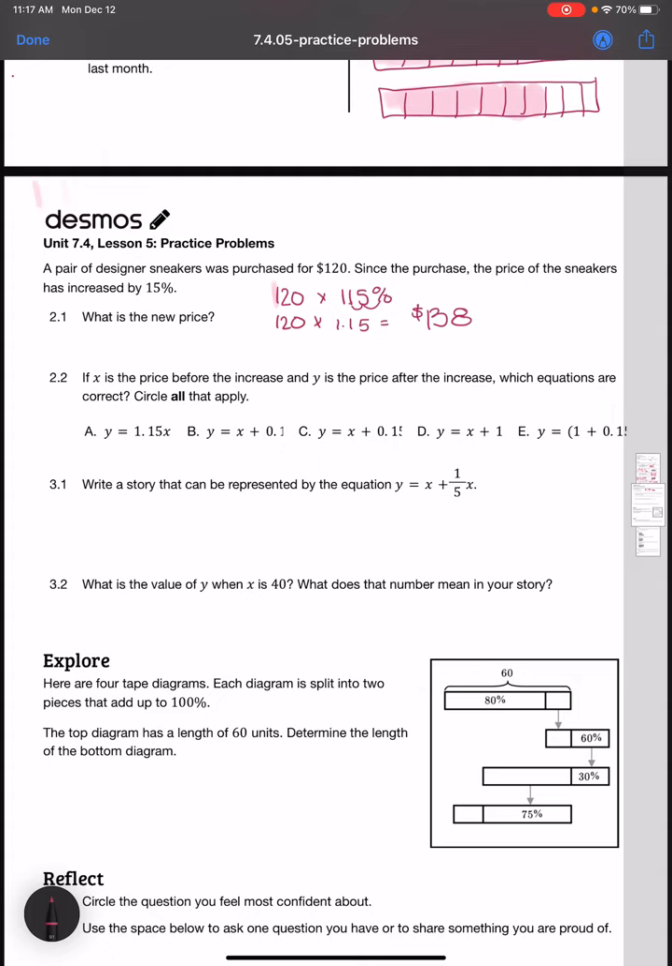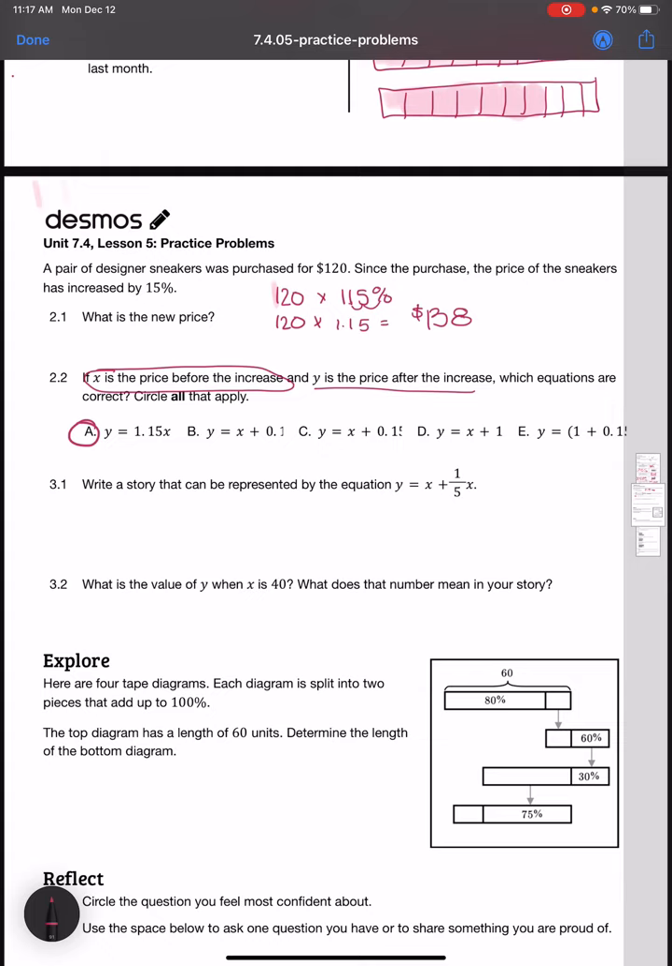Number 2. If x is the price before the increase and y is the price after the increase, which equations are not correct? So let's underline, this is a lot of information. So 1.15 times x equals y. That would be correct. That's exactly what we did.